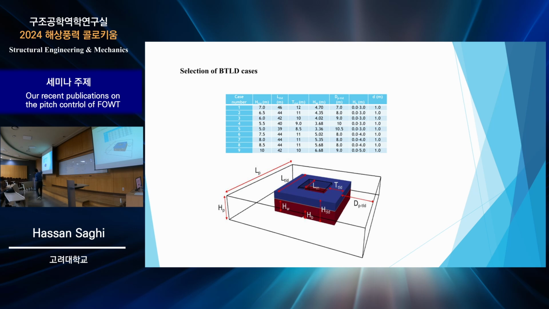I have to explain here, we have 9 cases with different dimensions for the BTLD. But here we have a baffle with different heights. So if we have 9 BTLD geometries with, for example, 4 baffle heights, actually we have 36 cases, because for each case we have 4 baffle heights. So totally we have 9 multiplied by 4, which is 36 cases.